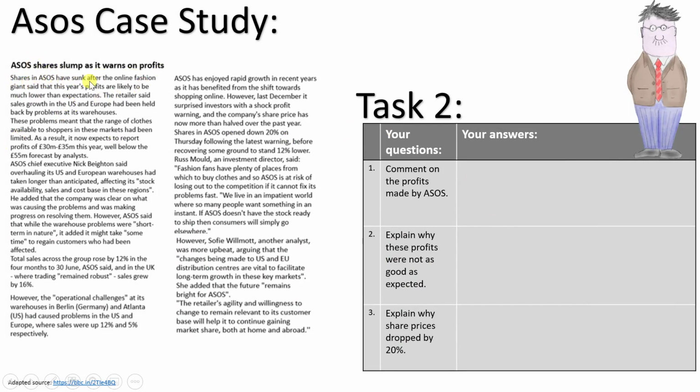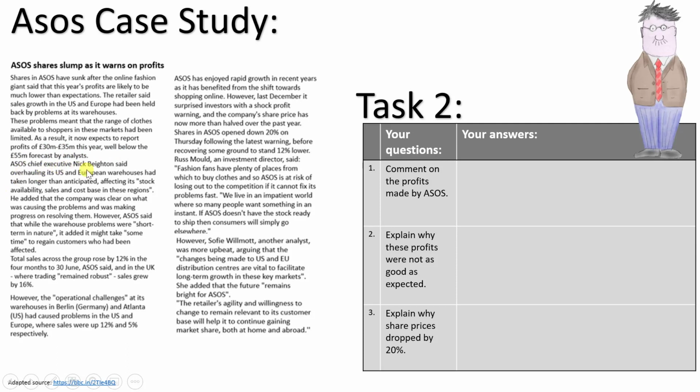Shares in ASOS have sunk after the online fashion giant said that this year's profits are likely to be much lower than expectations. The retailer said sales growth in the US and Europe had been held back by problems at its warehouses. These problems meant that the range of clothes available to shoppers in these markets had been limited. As a result, it now expects to report profits of 30 million to 35 million this year, well below the 55 million forecast by analysts.